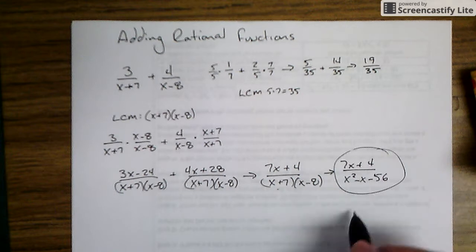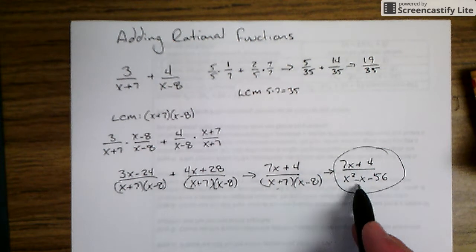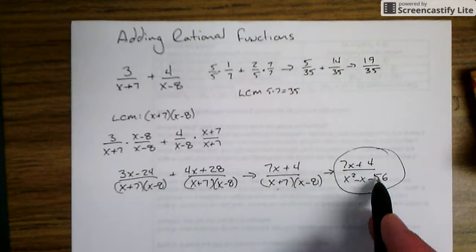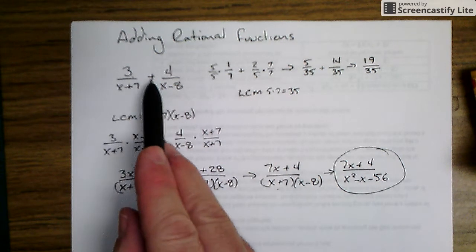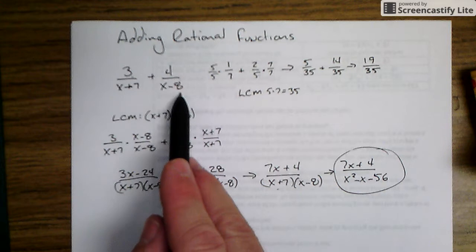And so this 7x plus 4 over x squared minus x minus 56 is what we get when we add 3 over x plus 7 plus 4 over x minus 8.